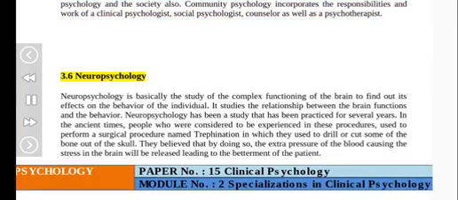3.6 Neuropsychology. Neuropsychology is basically the study of the complex functioning of the brain to find out its effects on the behavior of the individual. It studies the relationship between the brain functions and the behavior. Neuropsychology has been a study that has been practiced for several years. In the ancient times, people who were considered to be experienced in these procedures used to perform a surgical procedure named trephination, in which they used to drill or cut some of the bone out of the skull. They believed that by doing so, the extra pressure of the blood causing the stress in the brain will be released, leading to the betterment of the patient.